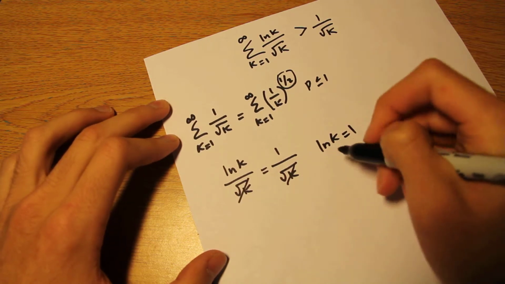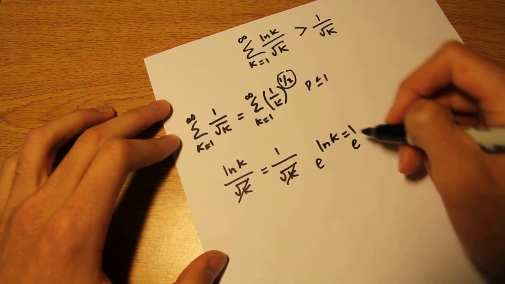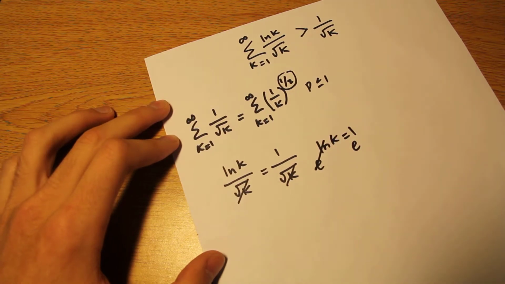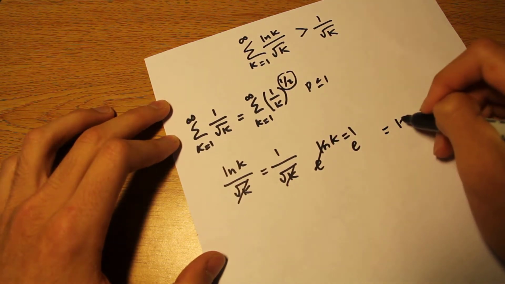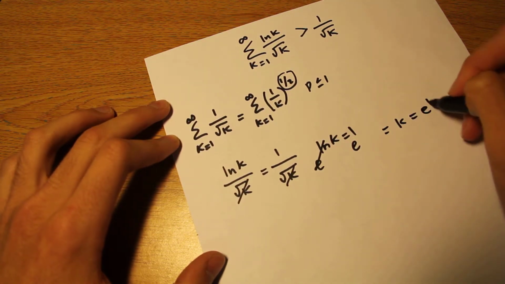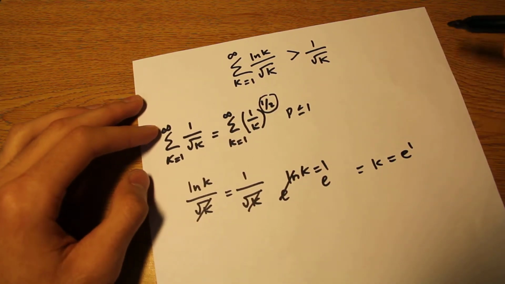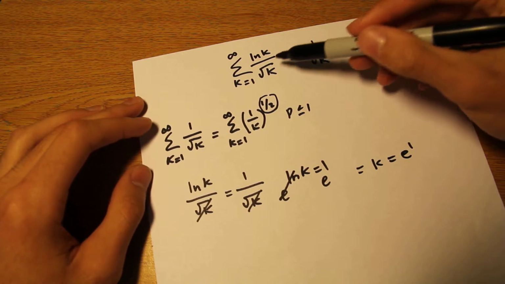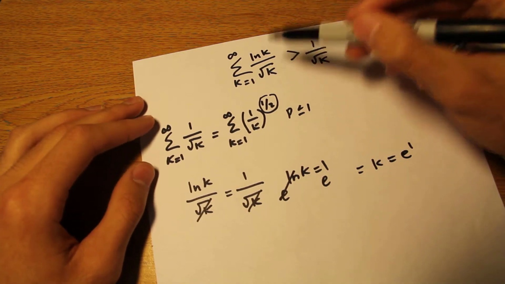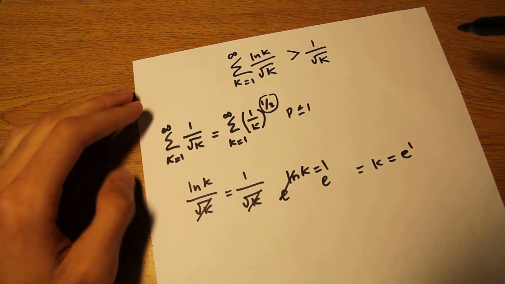Raise both sides to the e. The e and the ln cancel out, so we get k equals e to the 1. So we know that at e, these two functions cross over, and 1 over the square root of k becomes smaller than ln of k over the square root of k.